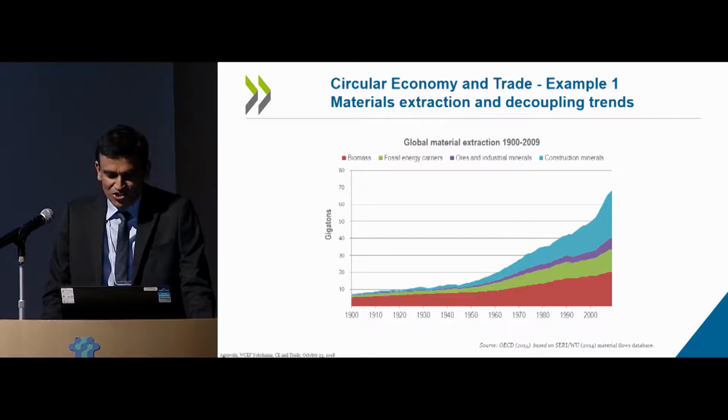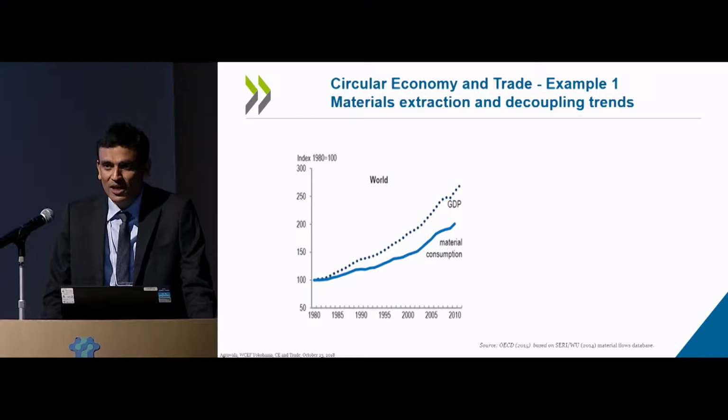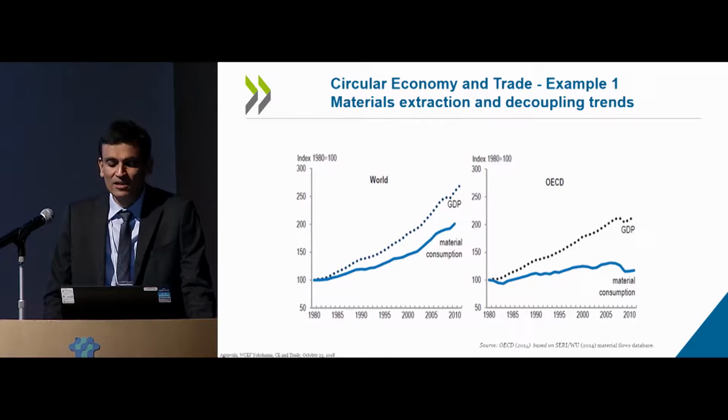So that's the picture on what's happened in terms of material extraction. Now, one way to track progress towards resource efficiency has been this indicator of resource productivity, or decoupling economic activity and total material use. So this is the figure if you look at the global level where GDP is continuing to rise. Material consumption is also rising, maybe at a slightly slower rate. So this is what is called relative decoupling. If you look at the OECD countries, GDP is rising over the last two or three decades. Material consumption, domestic material consumption, has been relatively flat. And in more recent years, there's been some decline or absolute decoupling.